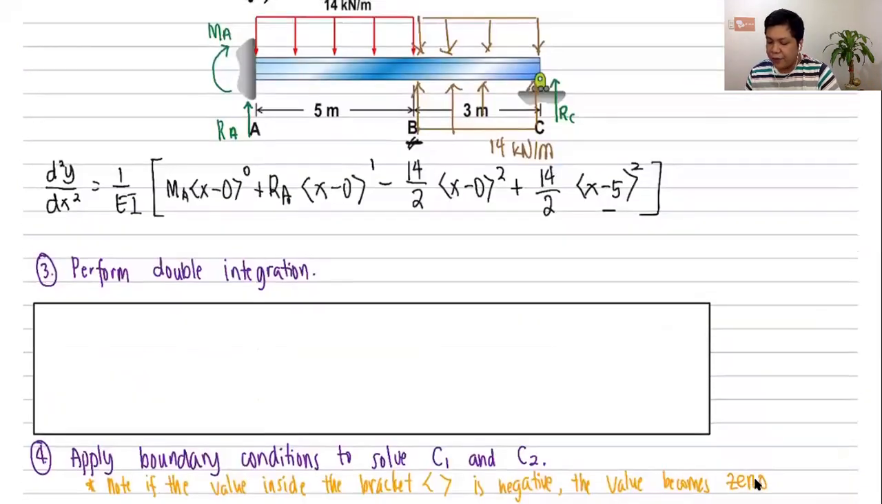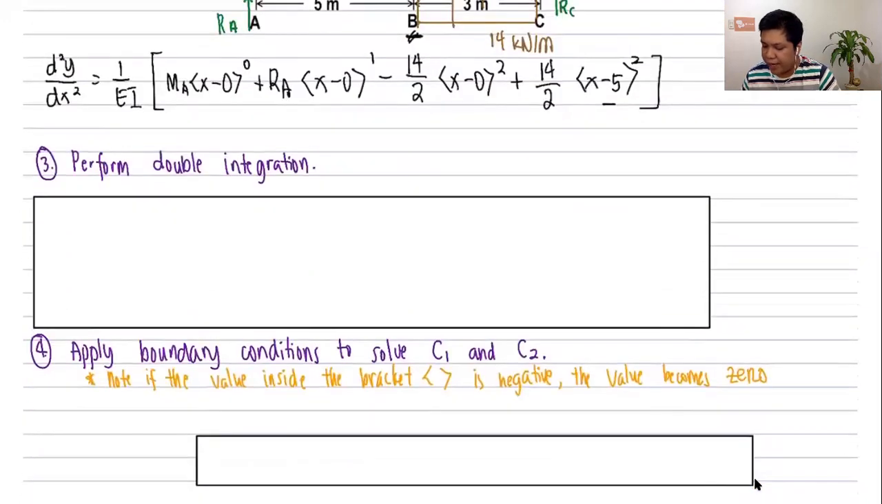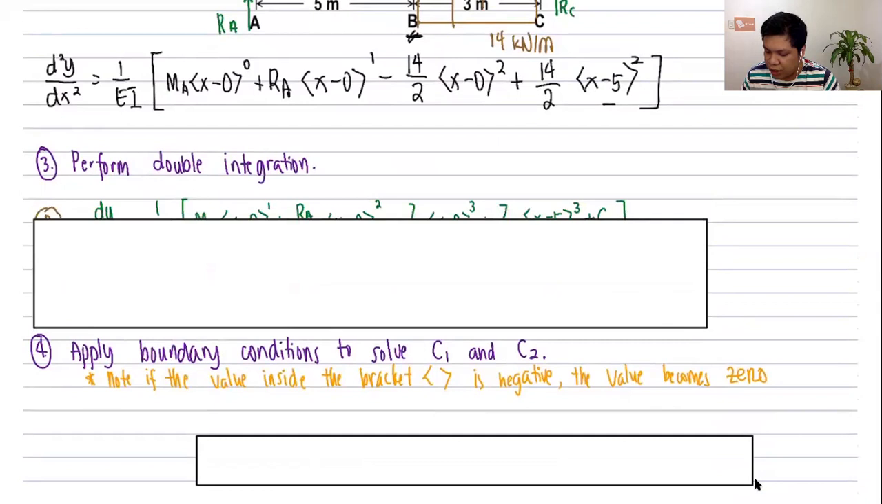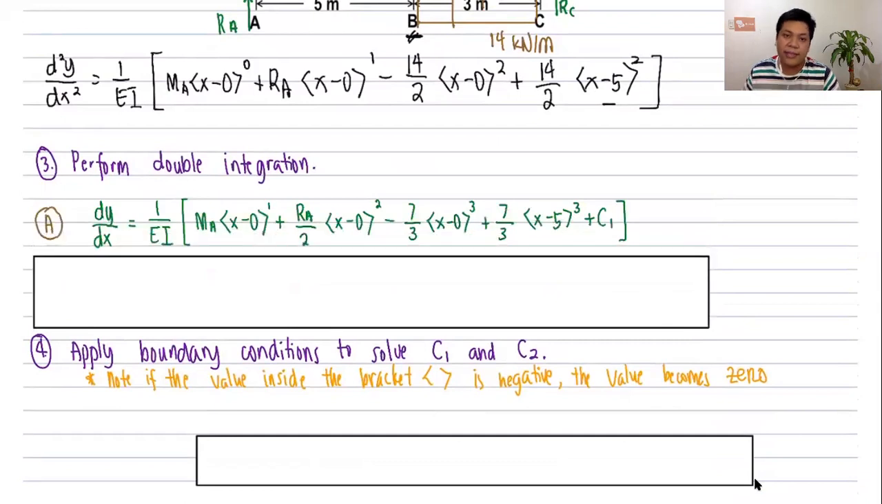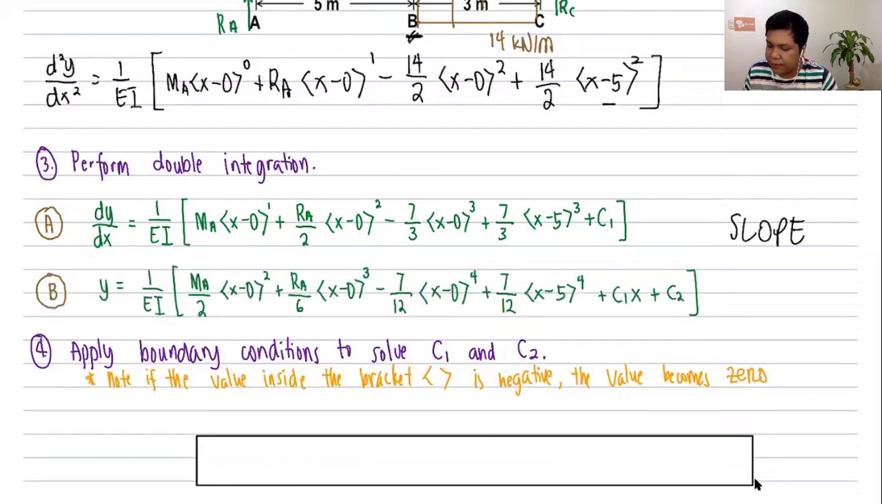Okay? After which, I now need to perform my double integration. Okay? So to perform my double integration, let me call that equation A. This is now the slope. Then, I integrate again one more time. Okay? Please do not forget the constants of integration, C1 and C2. Okay? This is now the deflection.